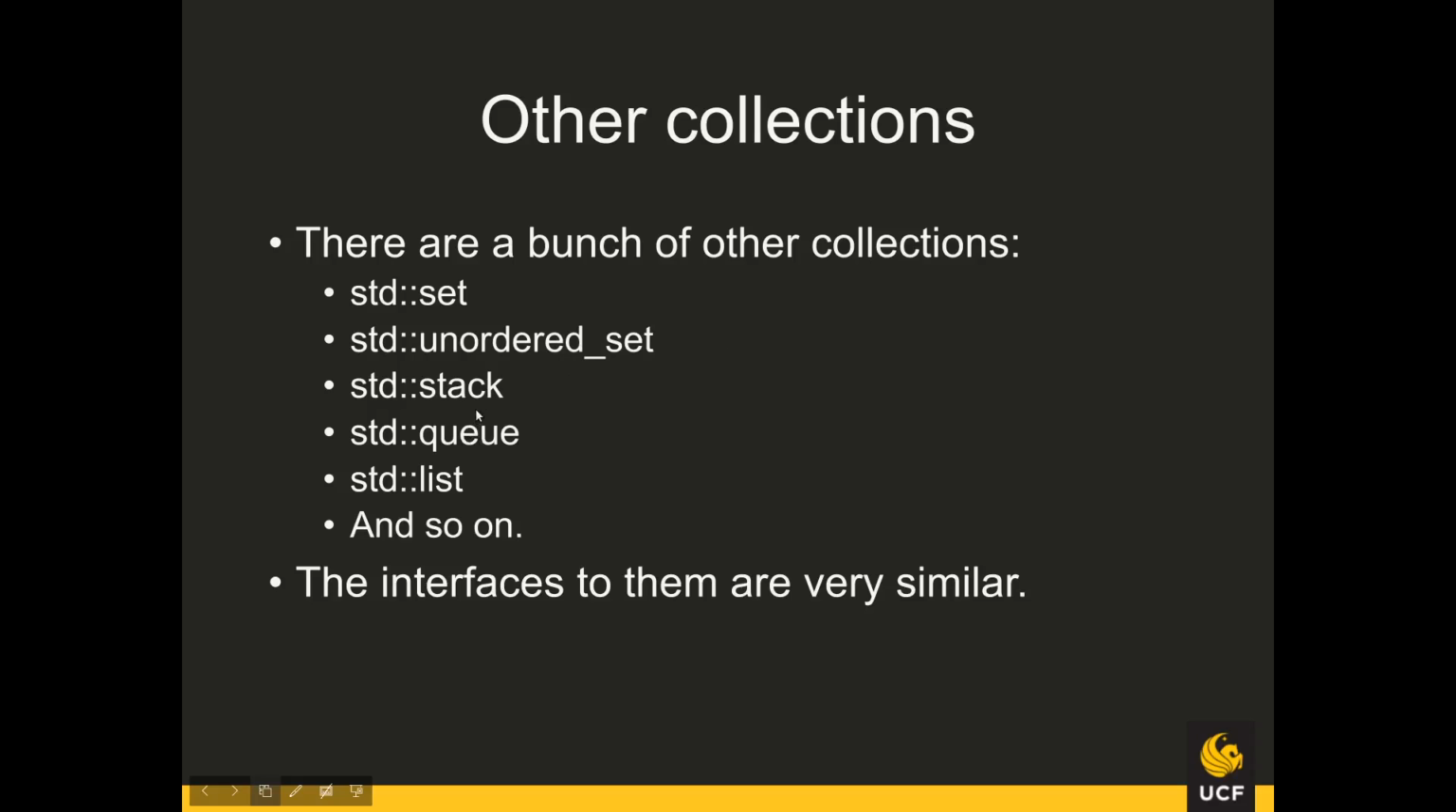Stack and queue should be obvious. These are just implemented in terms of an array underneath, but they give you the familiar push and pop semantics that are more clear if you're writing something like a BFS and you want to use a queue. List is a linked list, and so on and so on. There's actually a ton of them. The iterator semantics and arrays and all of that, and how to insert is different for some of them, but for the most part, will look very, very familiar if you've already been following along with what I've said so far.